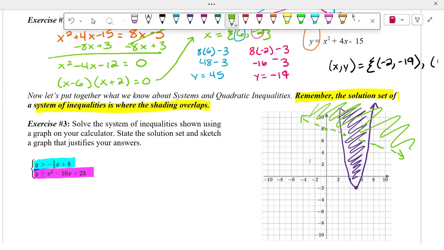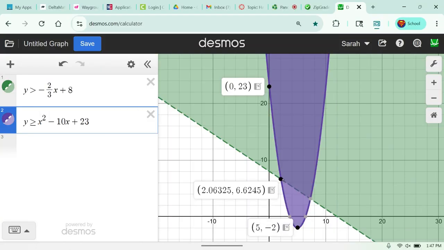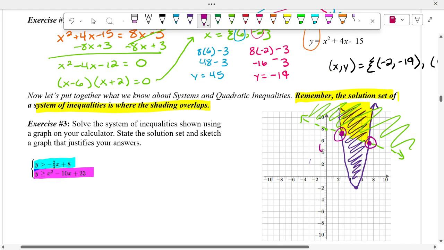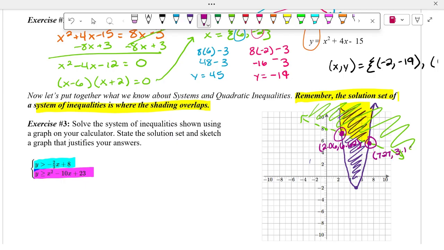So your answer is where the shading intersects. Specifically, you're going to look for the points of intersection, which I did not graph perfectly, so it's not going to be perfect. But your points of intersection are essentially your boundary. If I go back to Desmos, I want to click on these points of intersection, and they are ugly, but we're still going to round. These points will intersect at x equals 2.06, y equals 6.62. So our points of intersection are 2.06 and 6.62. And the other one was at 7.27 and 3.15.